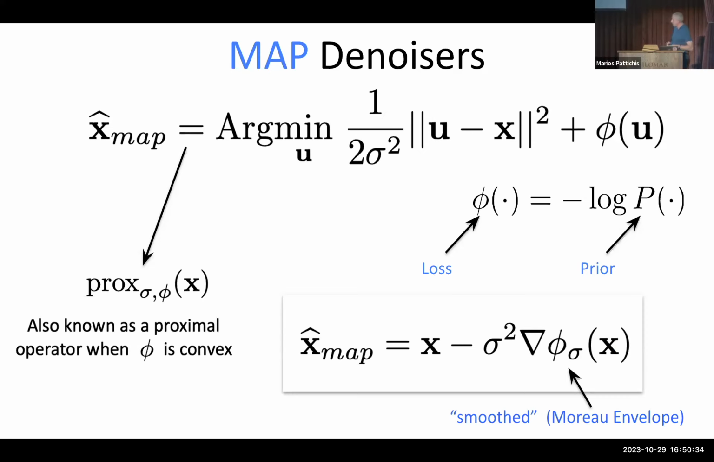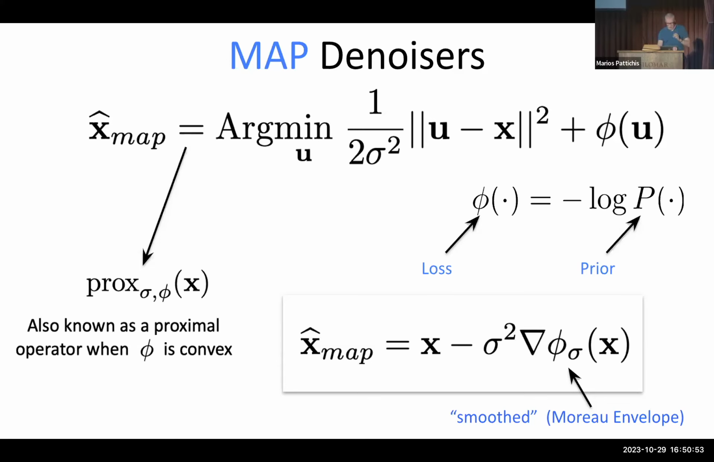So the MAP estimate can be written as x minus sigma squared times the gradient, not of phi of x, but of phi sigma. And sigma is the standard deviation of the noise. So phi sigma is a kind of smooth version of the phi that you started off with.